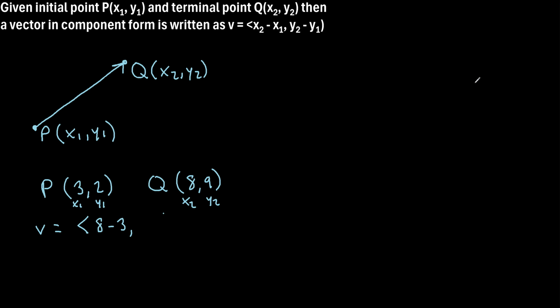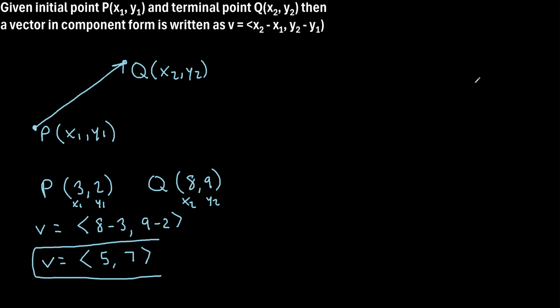comma y2 minus y1. So y2 is 9, minus y1 is 2. So we say v is equal to 8 minus 3, that's 5, and 9 minus 2, that's 7. So this is the component form of this vector that has an initial point P and a terminal point Q. Now if we wanted to visualize what we just found, this won't be drawn to scale, but it'll just give us a good idea of what we're doing here.